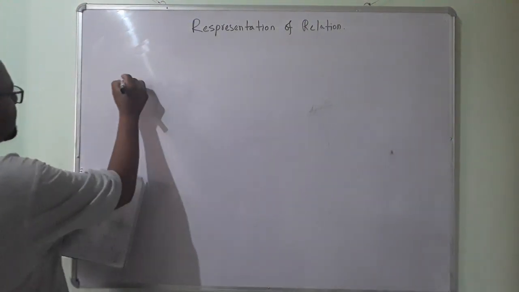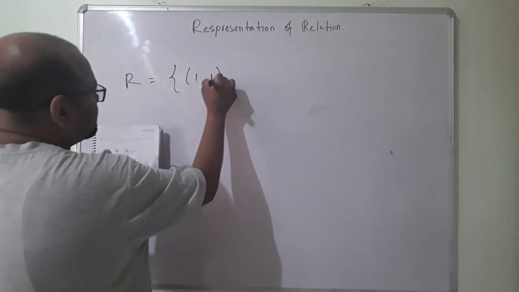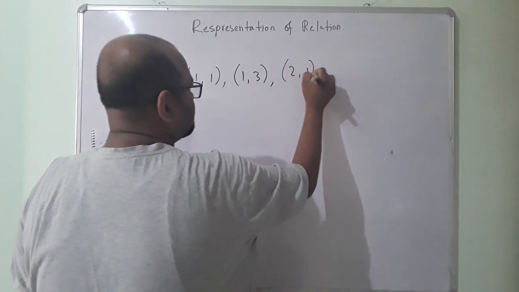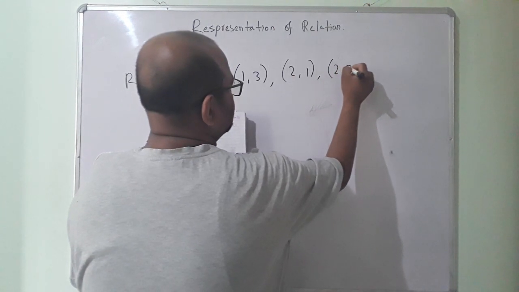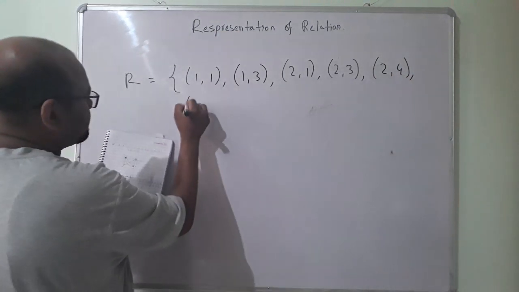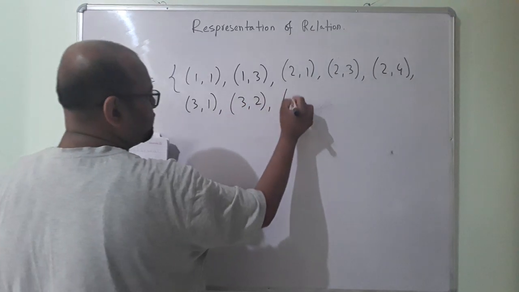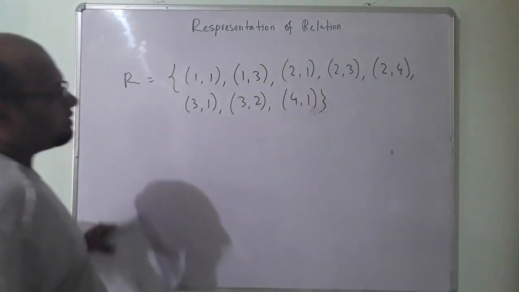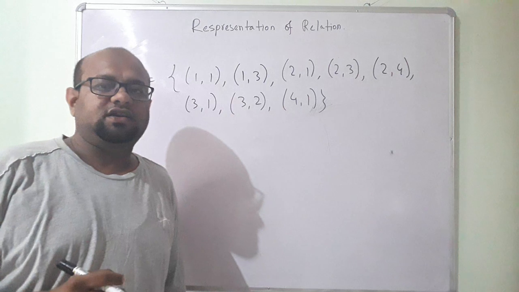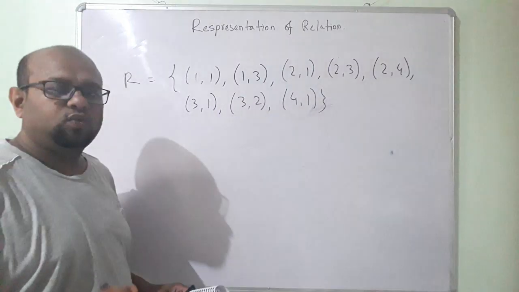Let us say I have this relation R on this set 1 2 3 4, and this relation is given by 1 1, 1 3, 2 1, 2 3, 2 4, 3 1, 3 2 and 4 1. Alright, so let us say this is my relation. I am going to represent this using a directed graph. So my set, I did not tell you about the set. Set has 4 elements, 1 2 3 and 4.